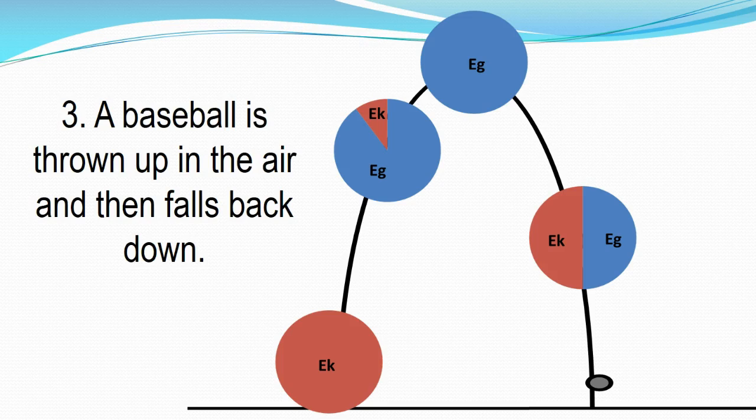It's moving and it's off the ground. It's halfway between its highest point and its lowest point, so half of its energy is gravitational. The other half has to be kinetic. And then right before it hits the ground, it's moving just as fast as it was launched. So now it is moving towards the ground. It's not on the ground yet, so it's just kinetic energy.